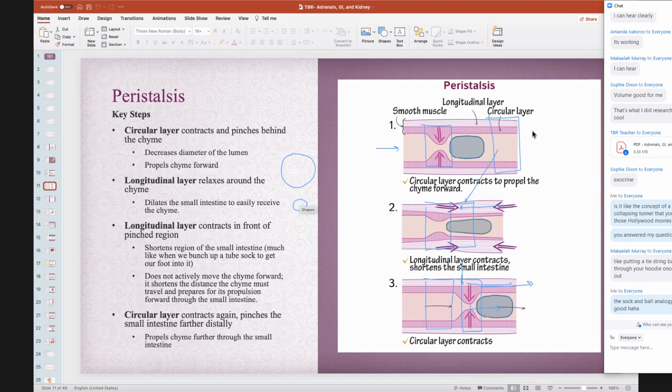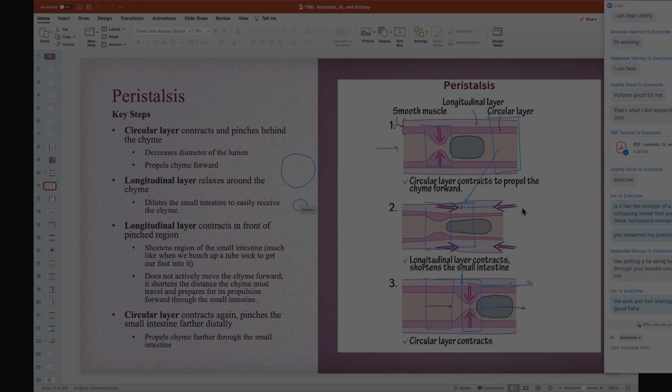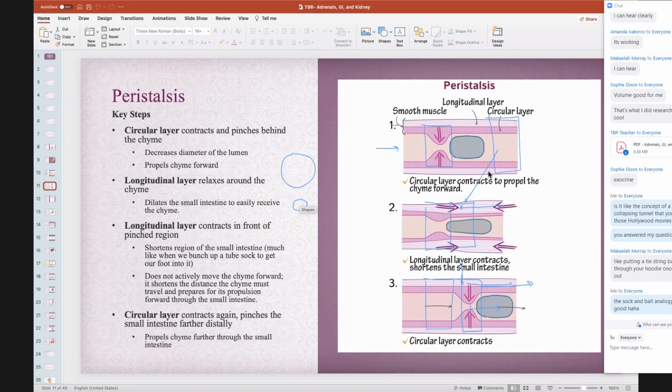Okay, let's see. The longitudinal layer relaxes in front of the bolus but contracts behind it. So a longitudinal layer actually is contracting alongside the bolus. It's the circular layer that contracts behind it. The longitudinal layer, which is this outer layer, contracts alongside that bolus and is going to pull a future circular layer closer to where it's already pinched. So then that circular layer is going to contract, pinch off behind the food, and then as the longitudinal layer relaxes, it's going to push it forward.